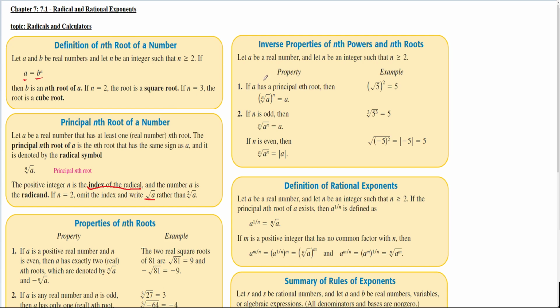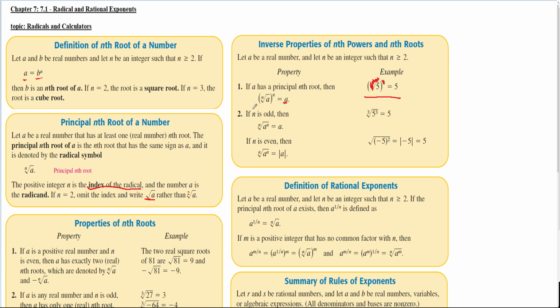We've also looked at inverse properties of nth powers and roots. So if our index for our radical is also equal to the power, then they cancel each other out and we just end up with a again, okay? And you can see an example over here where we have the second root. So we're taking the square root of 5 raised to the second power. Well, they cancel each other out, and we just get 5 again, right?